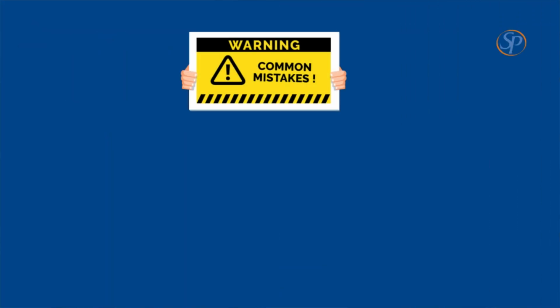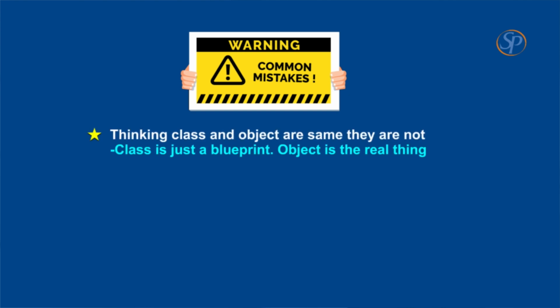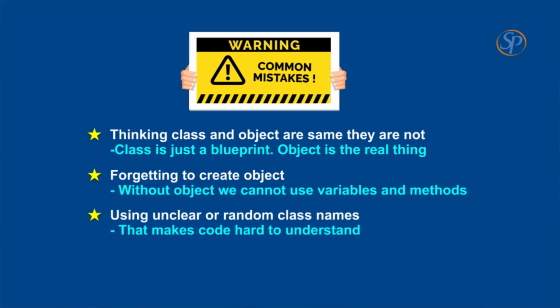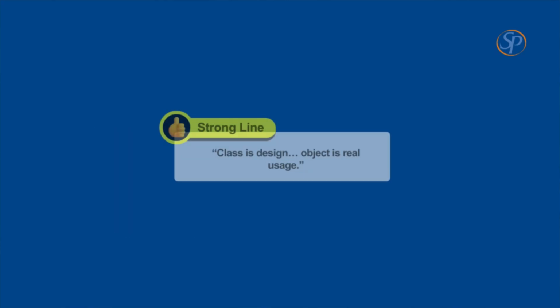Common mistakes. Now let's see some common mistakes. Thinking class and object are same. They are not. Class is just a blueprint, object is the real thing. Another mistake, forgetting to create object. Without object, we cannot use variables and methods. And also using unclear or random class names. That makes code hard to understand. Class is design, object is the real usage.